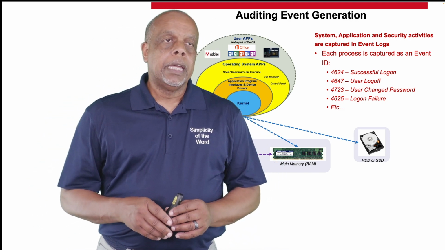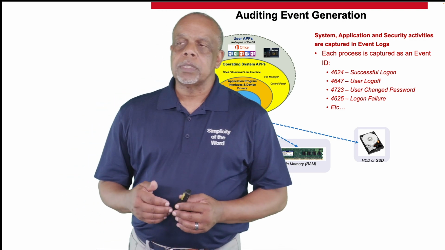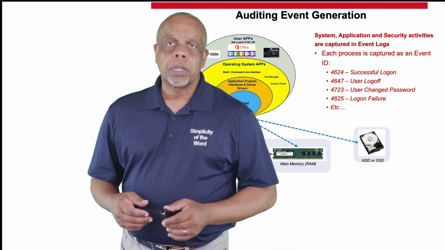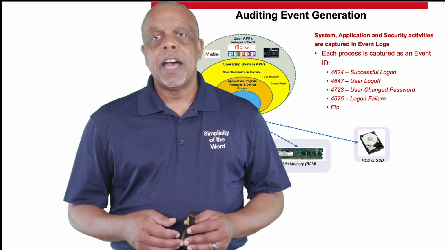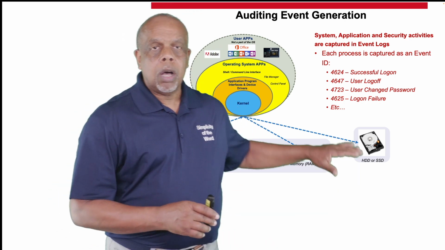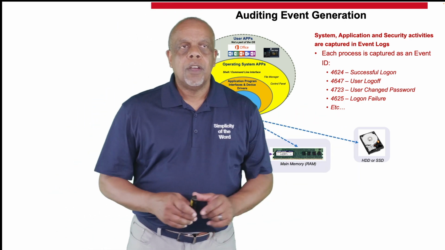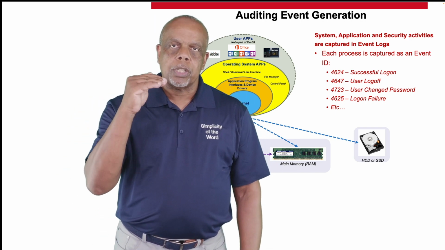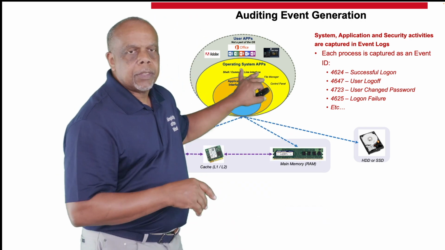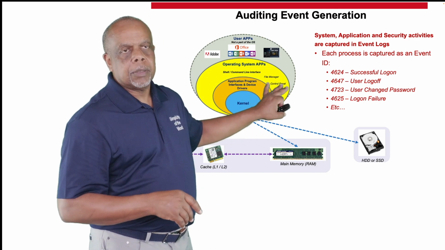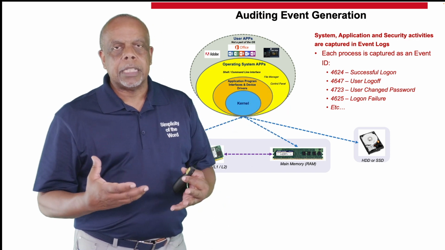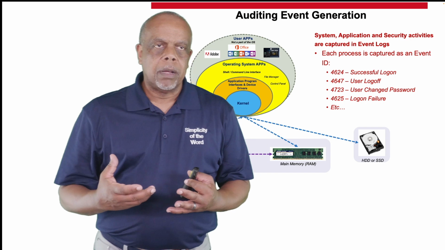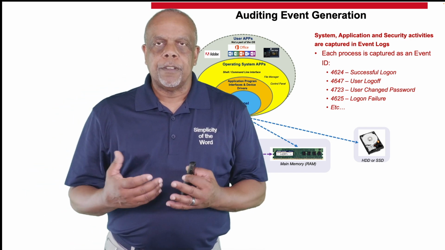Now let's say this login was unsuccessful. It's still going to generate a code. I think it's a 4625. Now when you log off, it's going to generate a 4647. So all of those codes, all those IDs, are generated by everything that's going on within this operating system. It's generating and logging these codes in a file called your event viewer file.